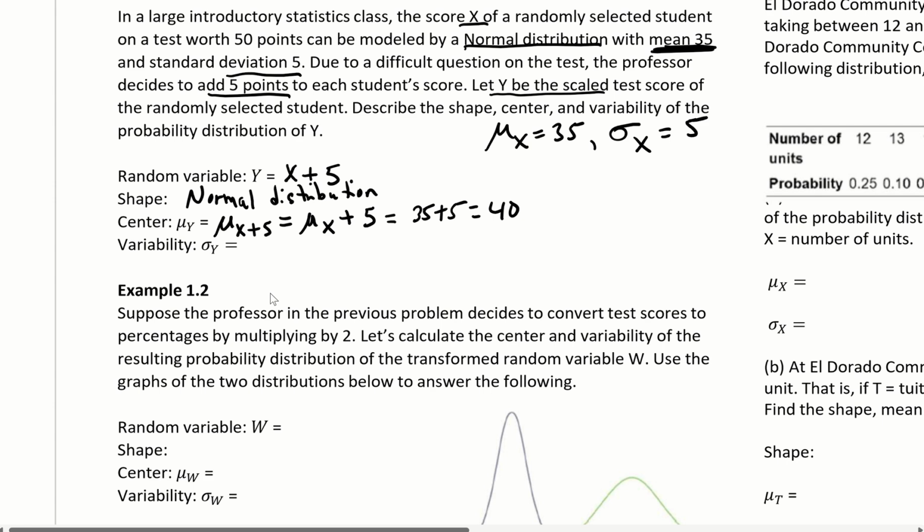All right, now the variability sigma Y is sigma X plus 5. However, does that affect the standard deviation? No. The 5 doesn't do anything. It remains sigma X, which is 5. Okay? All right, so that's it.